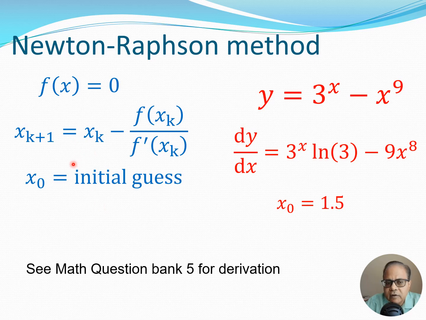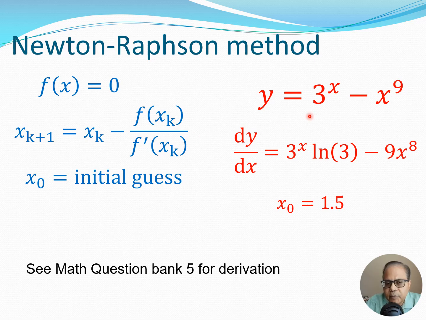So once you start with x0, it goes on, calculates x1, x2 and so on until the point it has converged. Now convergence will of course happen when x_{k+1} and x_k become almost identical, or you can say that this particular quantity here, f(x_k)/f'(x_k), should become virtually 0. That will of course happen near the root, because near the root f(x) is 0 by definition.